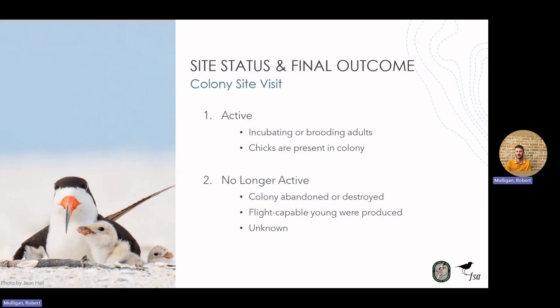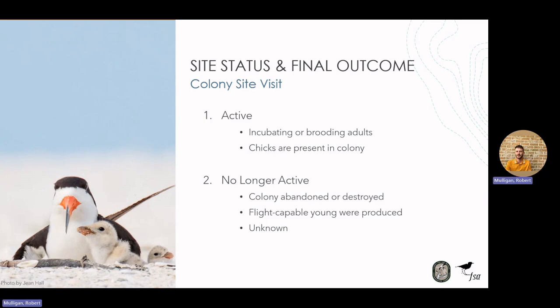The seabird colony form has two categories, active and no longer active, which are similar to nest status for solitary nests. Active means you saw at least one bird in the colony in incubating or brooding posture, or at least one chick is present in the colony.